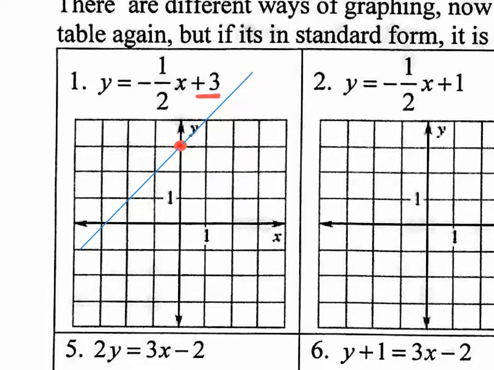-1 over 2. -1/2. So from this point, do I go up or do I go down? Down, because it's negative. So I go down how many? 1, and I run how many? 2. You always run to the right. So run 2 to the right and put a dot right there. So let me delete that line and actually show that we're going to go down 1 over 2 and put a dot right there. And then just draw our line right through those 2 dots.